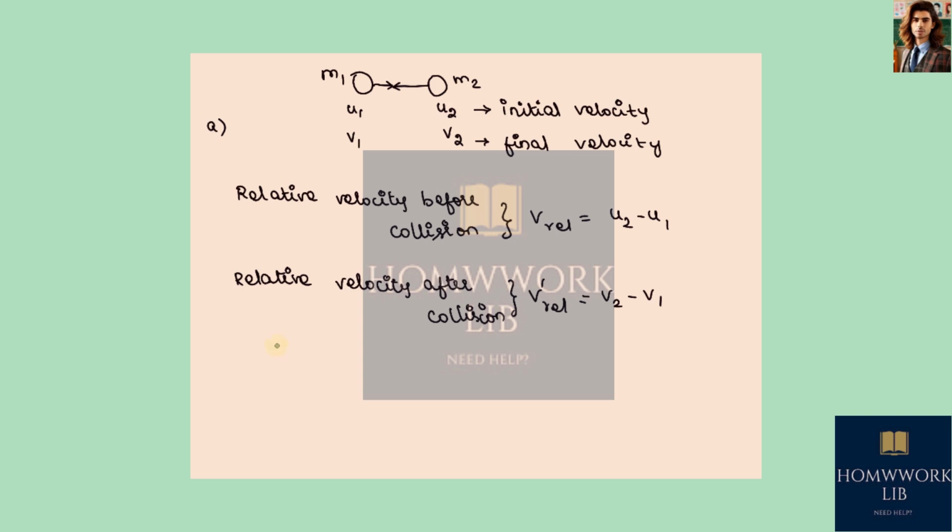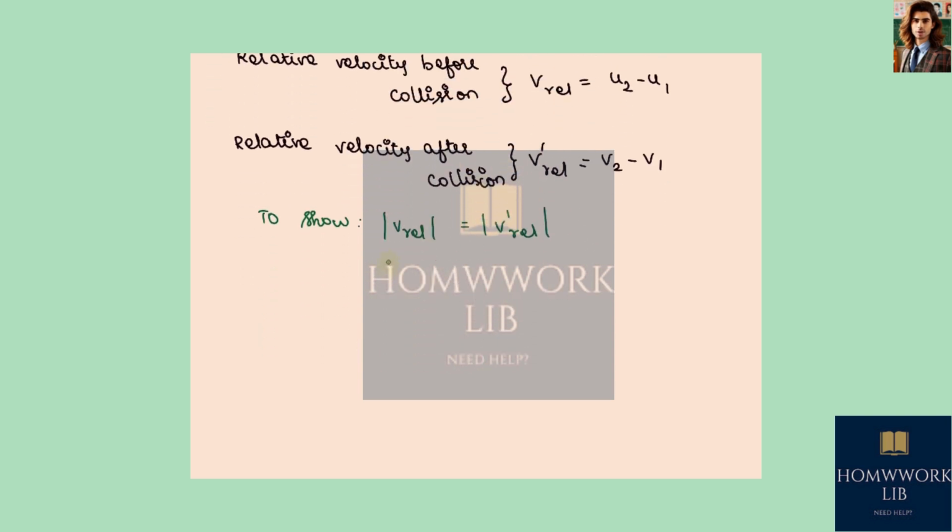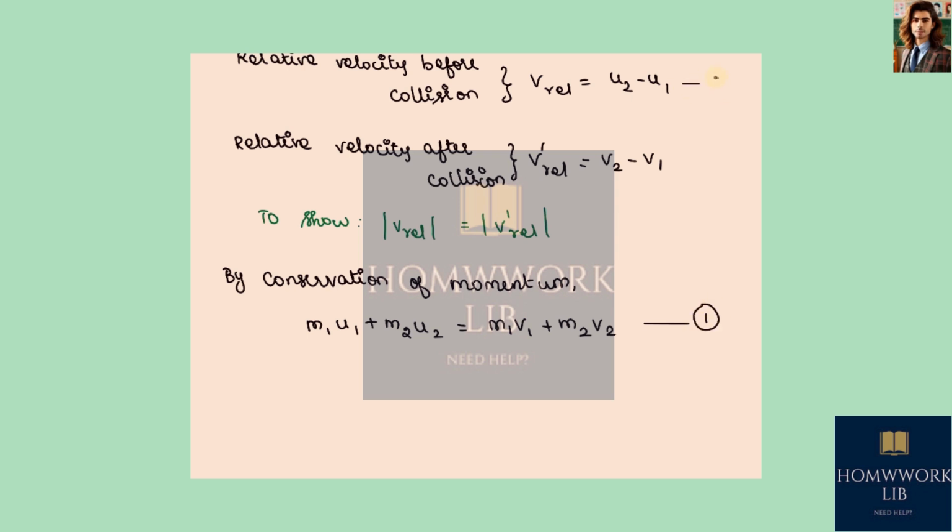So we have to show that the magnitude of relative velocity before collision is equal to the magnitude of relative velocity after collision. For proving this, we use the conservation of momentum in an elastic collision. That is, the initial momentum before collision, m1 u1 plus m2 u2, is equal to the final momentum after collision, m1 v1 plus m2 v2. Let it be equation 1, and this be equation 2 and this be equation 3.